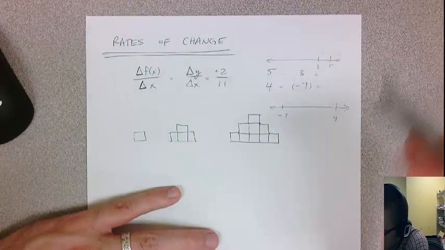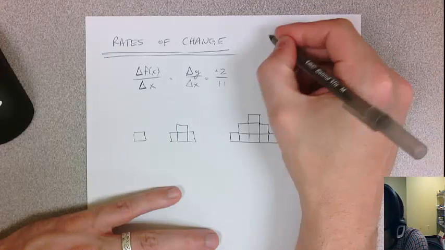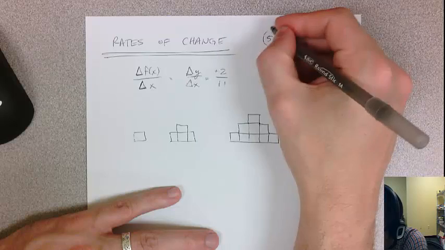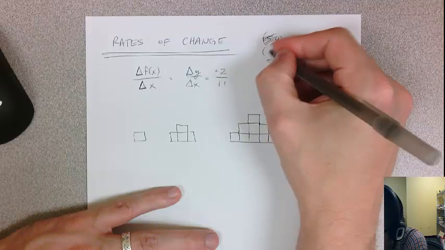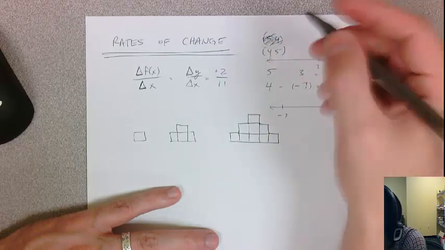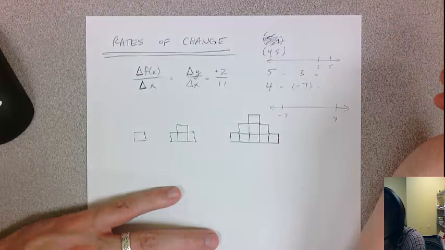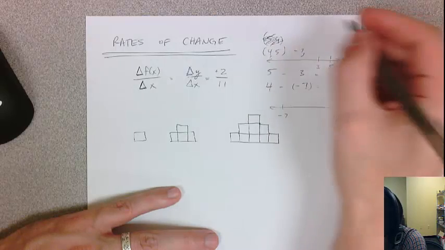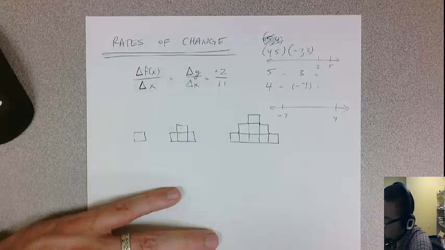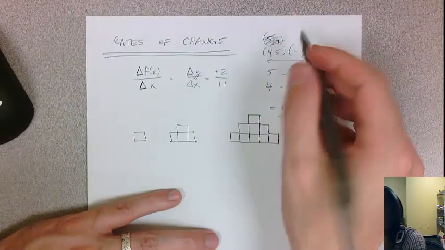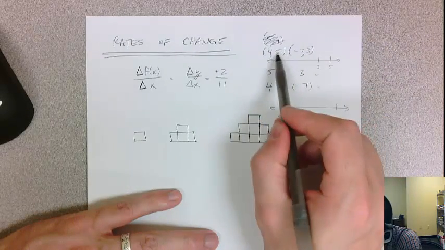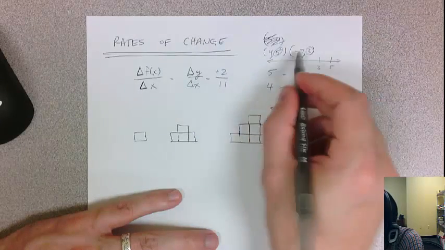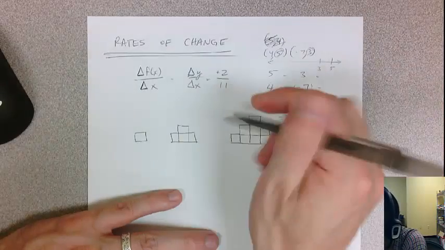Okay, so for example, if you had the points (4, 5) and (-7, 3), so you had those 2 points. You say, well, the change in the function value, it's going from 5 to 3, so 5 minus 3. The difference between those two values, you just subtract and you get 2.